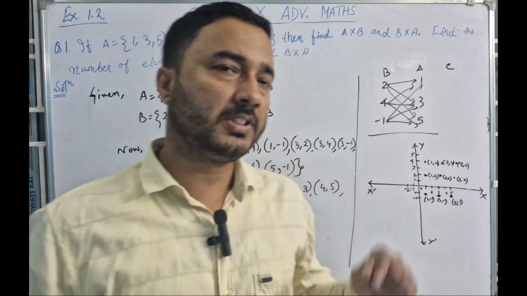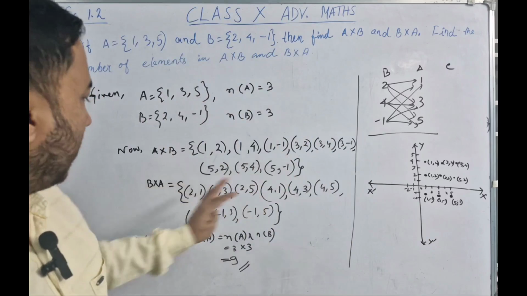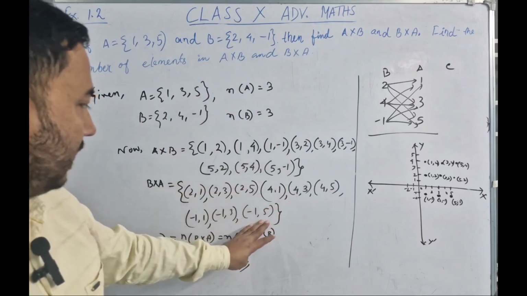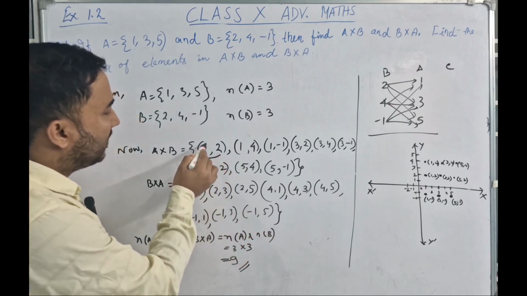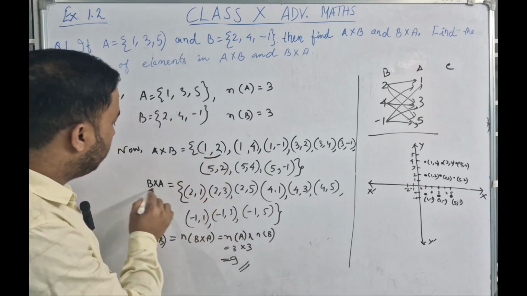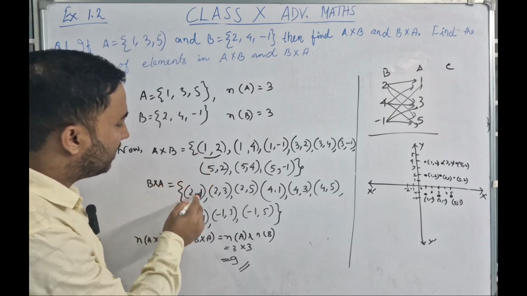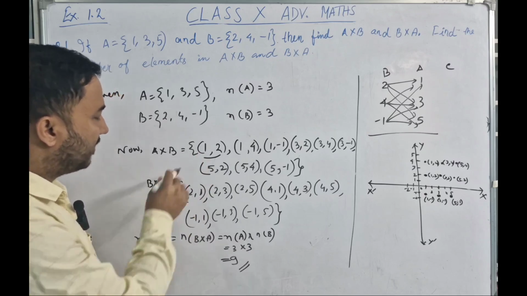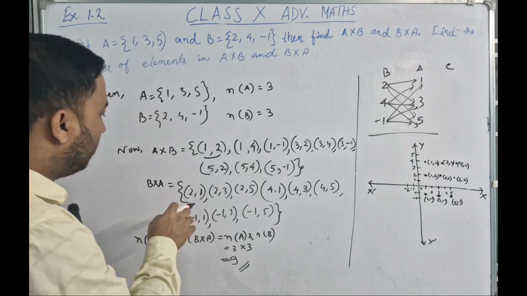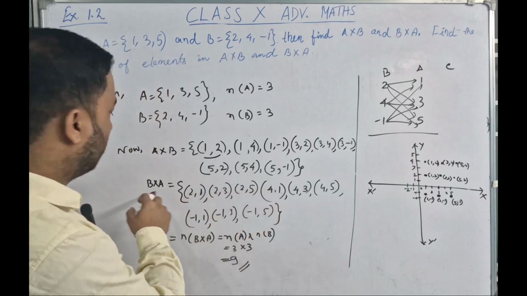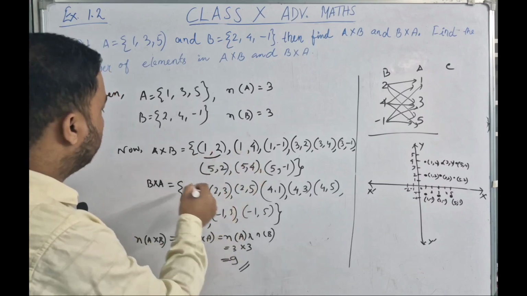So for this question, it was A cross B, where 9 elements are there, and for B cross A we will also have 9 elements. But here you see the elements are interchanged. The first components of A cross B are coming as the second components in B cross A. You see 1, 2 is there, so 2, 1 is there. 1, 4 is there, then 4, 1 will be there in B cross A.